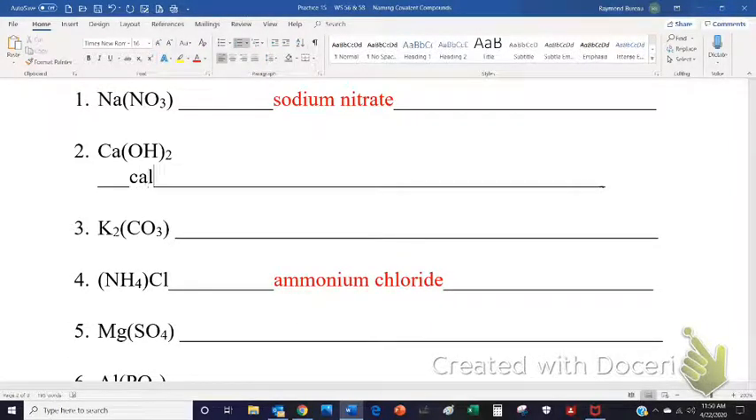All right, calcium. And just look at the name of OH. Not worried about the 2 on the outside. That just means there are 2 of these polyatomic ions that we call hydroxide.